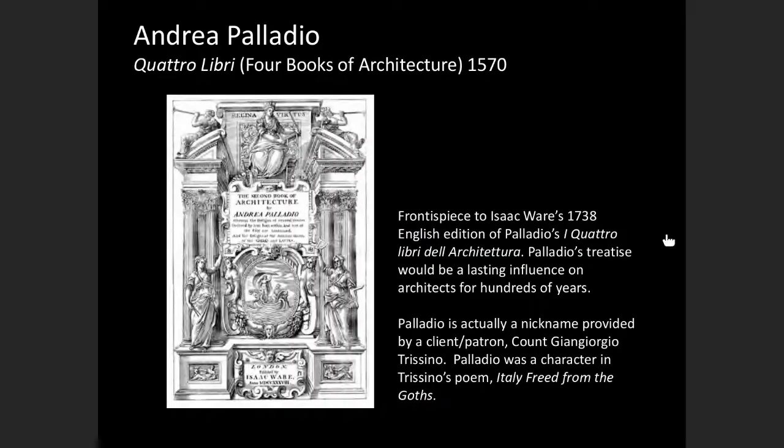One of the reasons why he becomes so critical and so inspirational to later generations is because he wrote a book called The Four Books of Architecture, or Quattro Libri, in 1570. This highlighted his philosophy about what made good architecture, all based on classical inspirations of antiquity, ancient Rome especially, but it also highlighted a lot of his works, with plans, elevations, drawings and renderings.